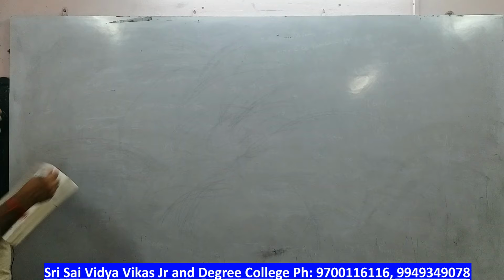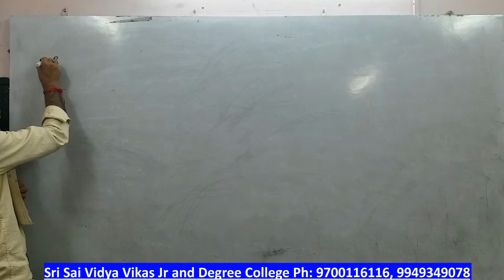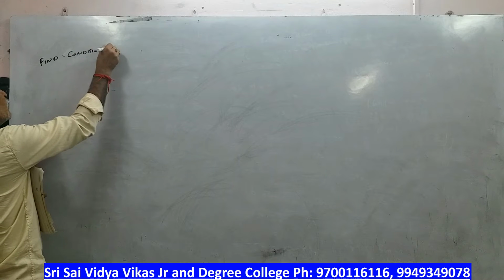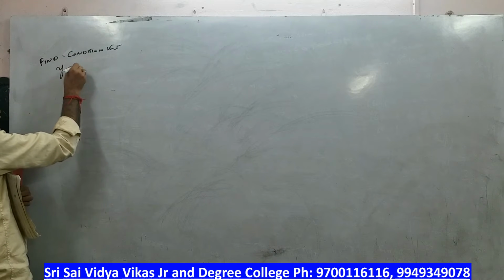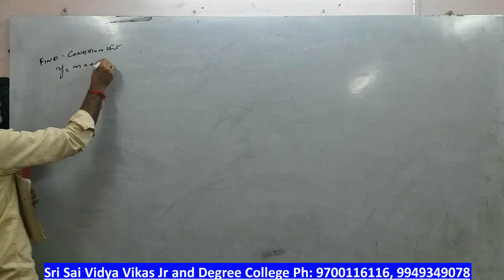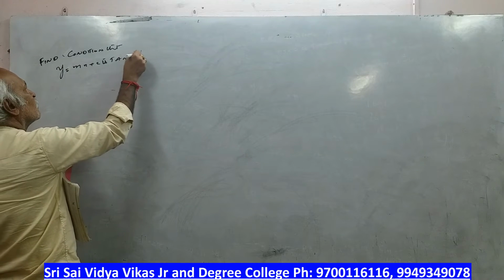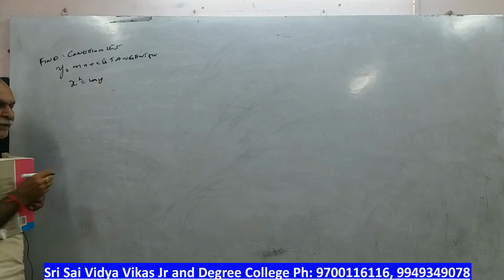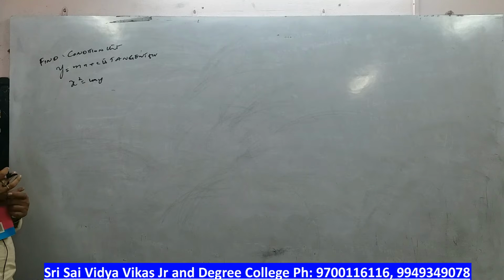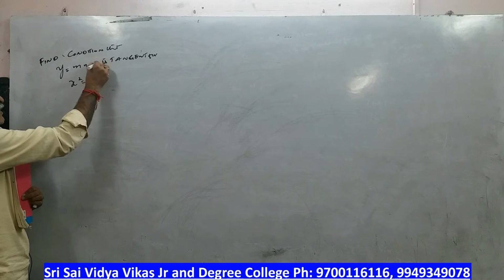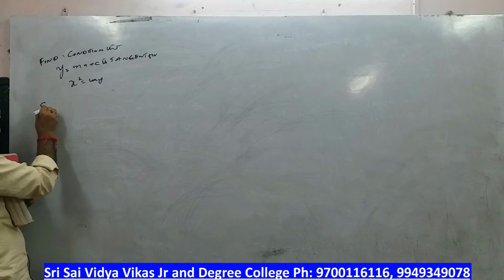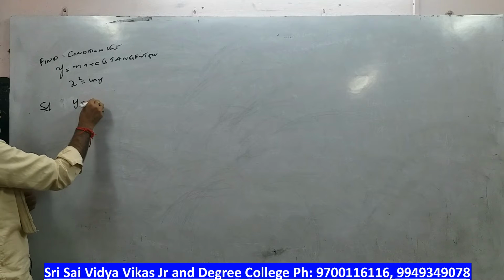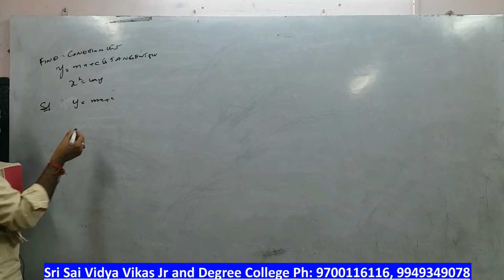Next problem. Find the condition that y is equal to mx plus c is a tangent for x squared is equal to 4ay. What is the condition? We are asked to find the condition that y is equal to mx plus c is a tangent for x squared is equal to 4ay. Again, y is equal to mx plus c.